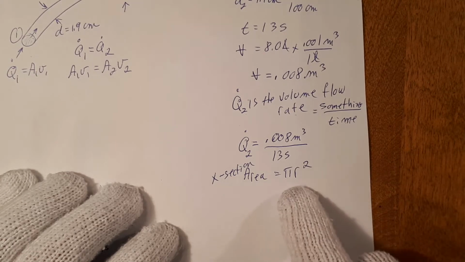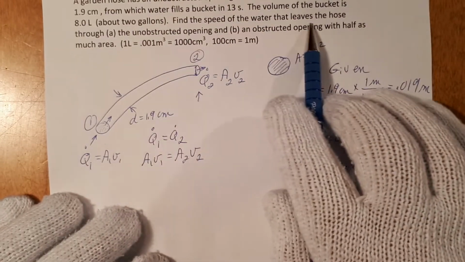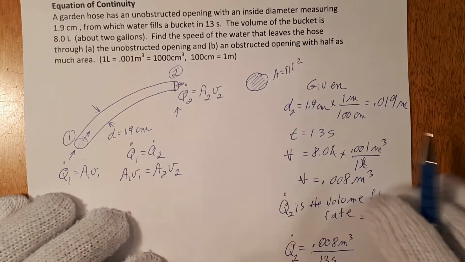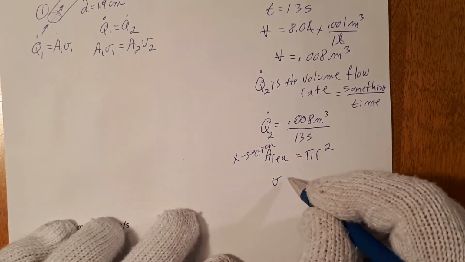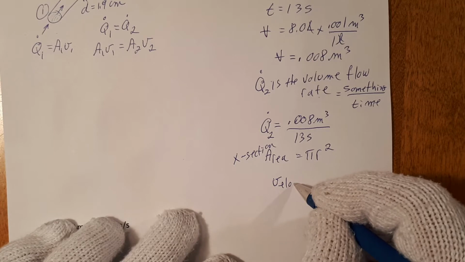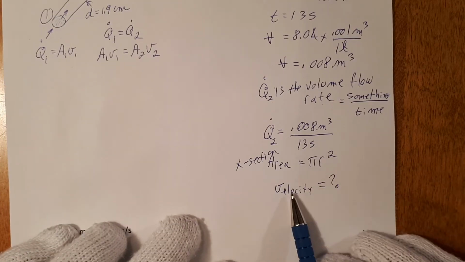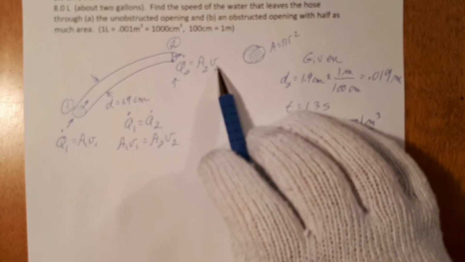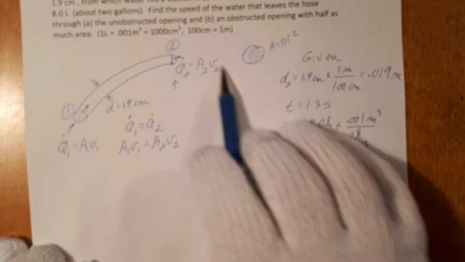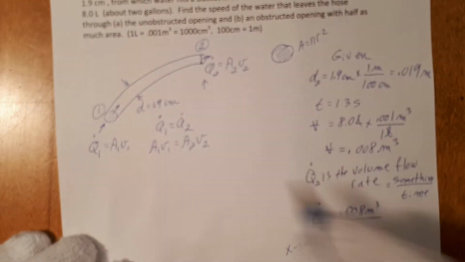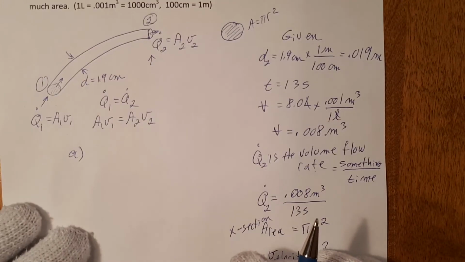So we have what we need now. And let's see what's being asked of us. It says, find the speed of the water that leaves the hose. So in our list of givens, I always write down what we're looking for. This is velocity, little v. Velocity is equal to, we don't know. And that velocity is this v here. Utilizing this equation right here. And we're doing part A for this video.